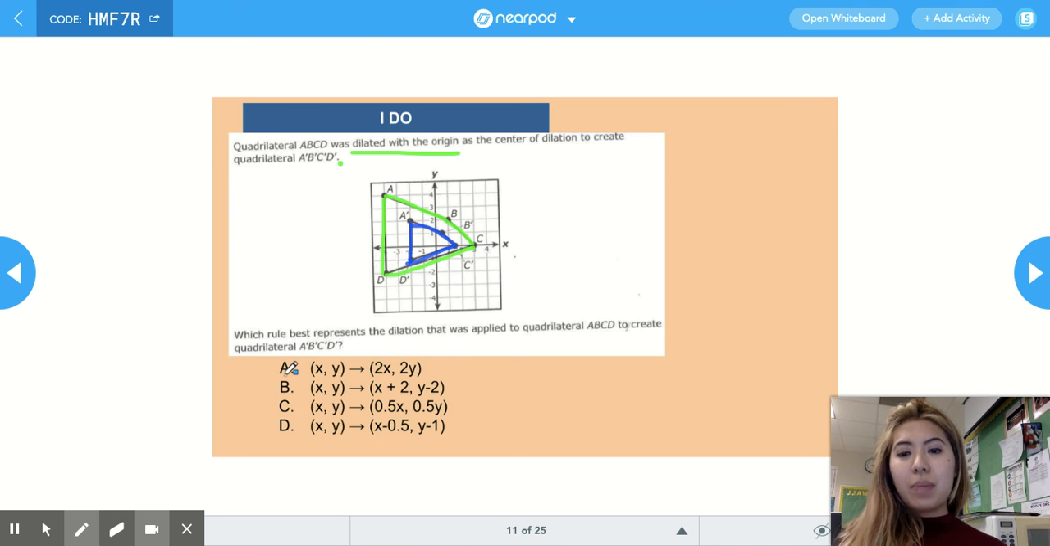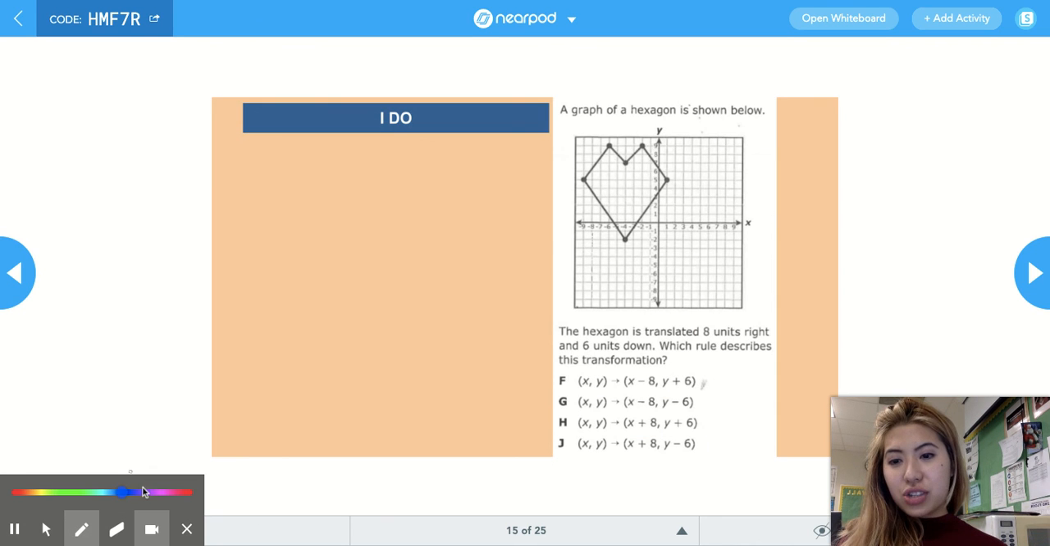So I can see that answer choice A would mean that the dilation would enlarge or make the pre-image bigger, so that's not true. B is a translation, so it's not going to be B. C is probably our answer, since the coefficient, or the number in front of the x and y, is smaller than 1. And D is also another translation. So my correct answer was C, since I see that from the dilation, my image was shrunken.